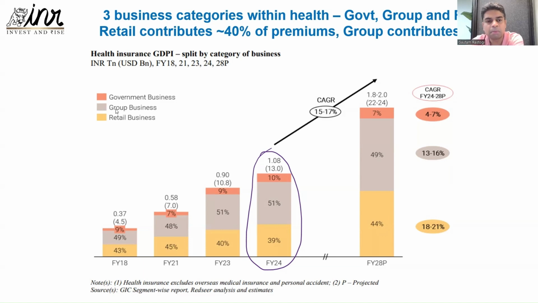But you also could take, as a retail customer, a separate health insurance cover as well. So that is the retail business. So these are the three businesses. And if you see, retail contributes 40% of the premium, group around 50%, and then up top you have the government business, which contributes 7% of the premiums. All right. Now, let's go further.